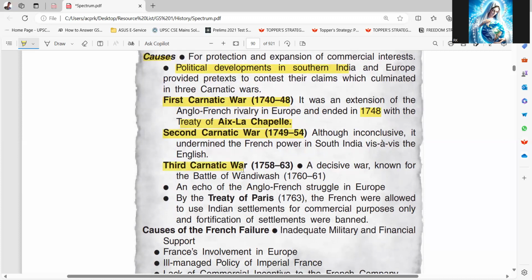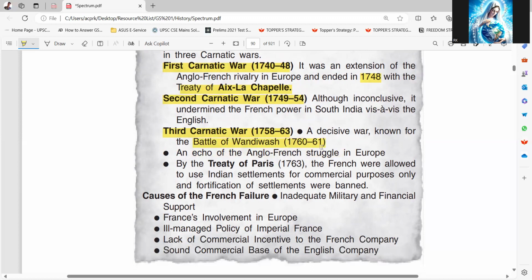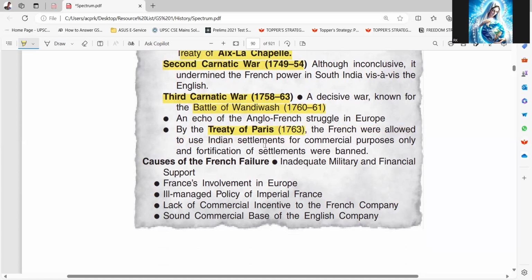Third Carnatic War, 1758 to 63. A decisive war known as Battle of Wandiwash, 1760 to 61. An echo of the Anglo-French struggle in Europe. By the Treaty of Paris, 1763, French were allowed to use Indian settlements for commercial purposes only, and fortification of settlements were banned.